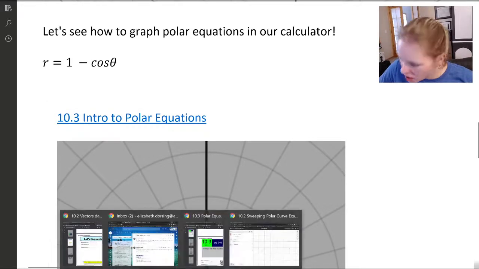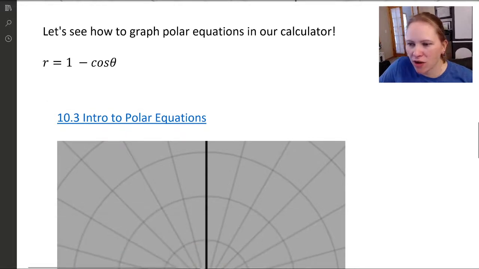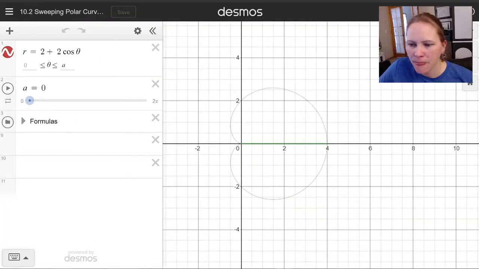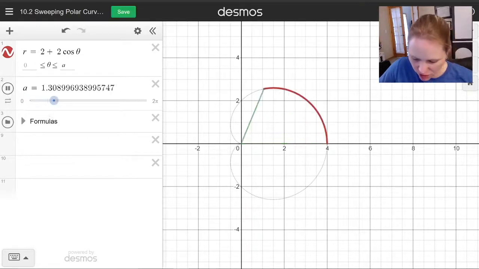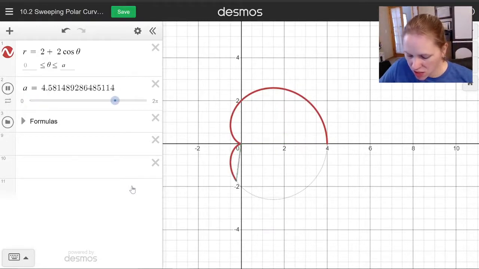Now, we want to understand that when we graph, what happens is our calculator, or in this case Desmos, plots values, and I have the function set here to go from 0 to some value of a, and a will extend all the way to 2 pi. So watch what happens. When I click play on this and allow a to run through all of its values, you'll see that it just sweeps around and it plots these shapes.